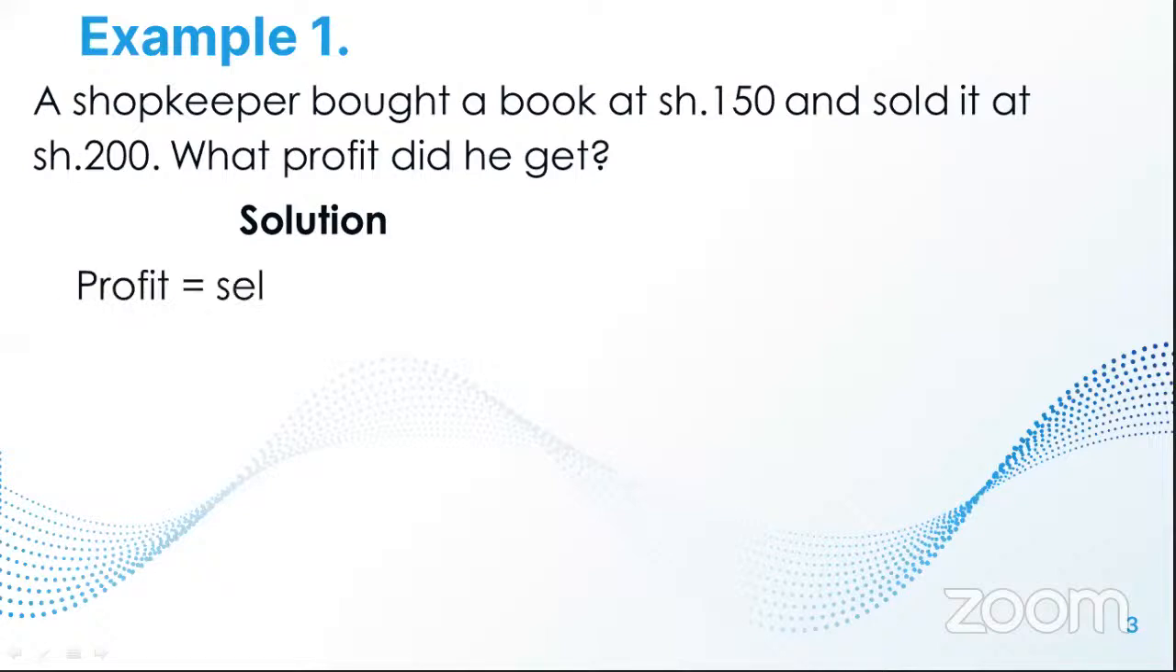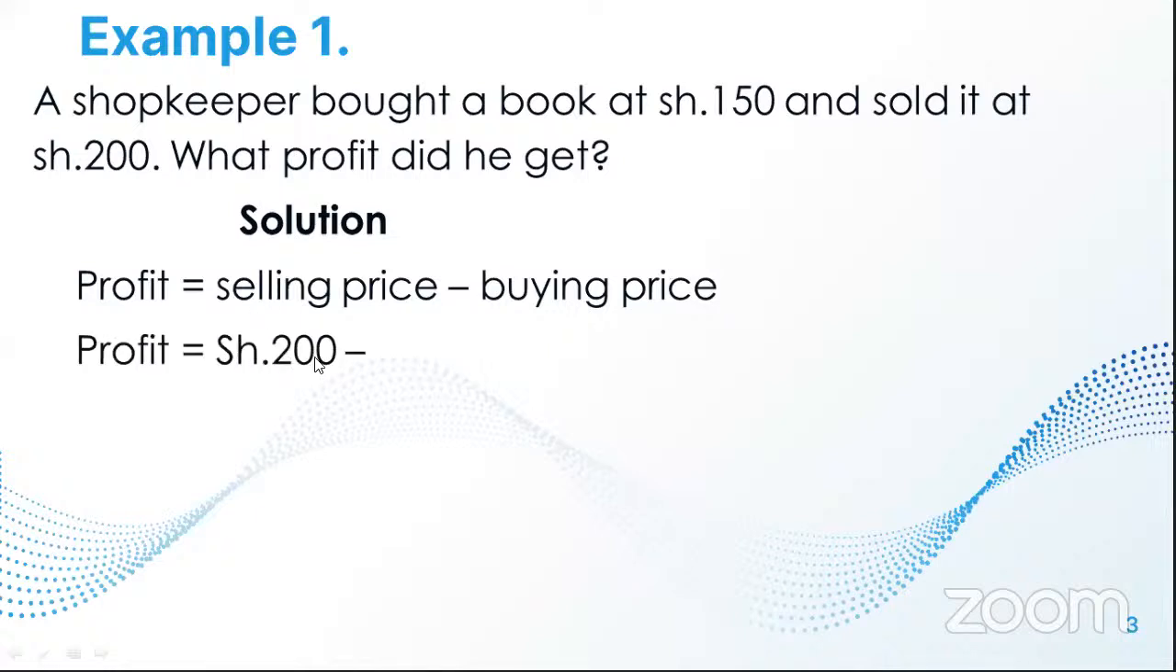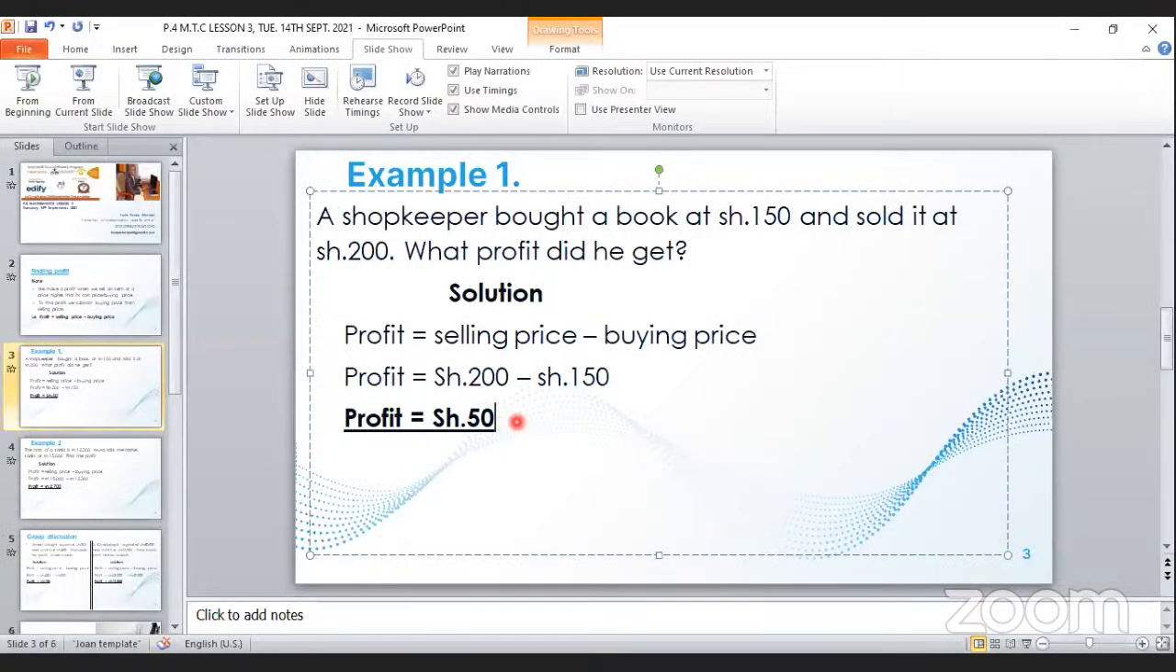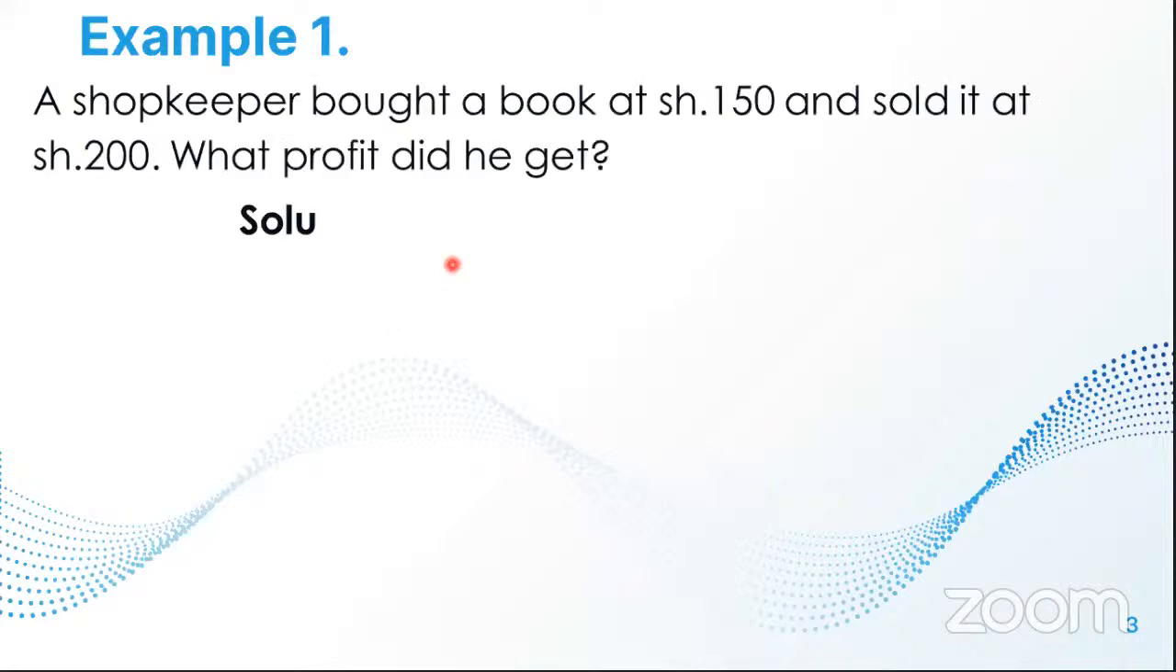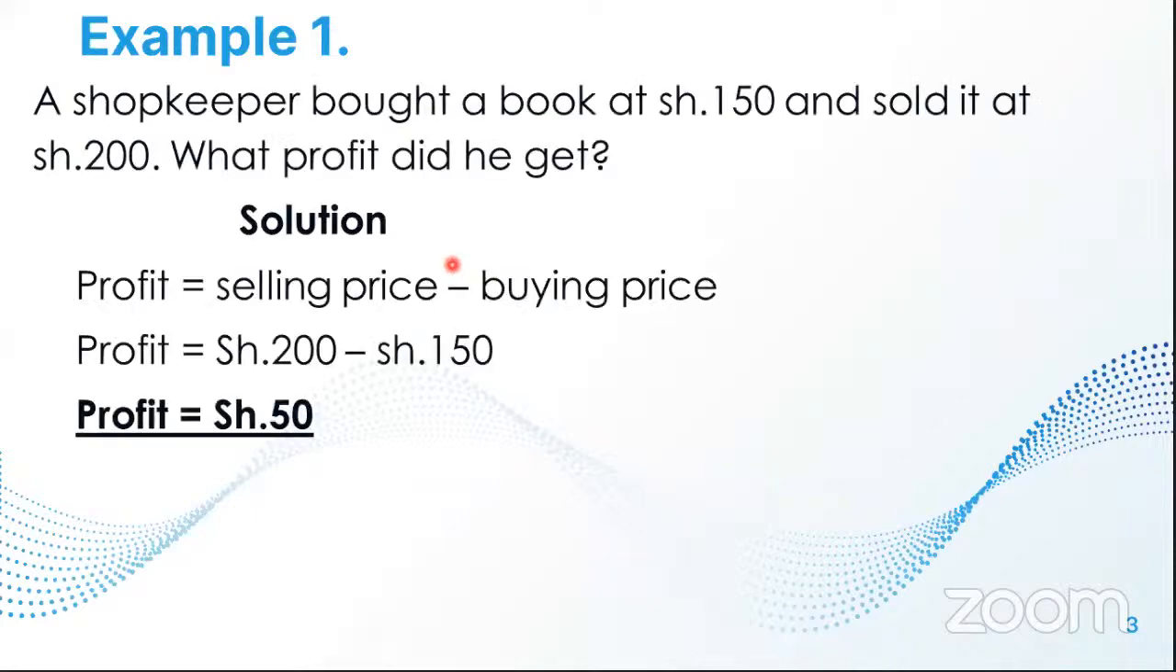I said profit equals selling price minus buying price. Buying price can be called cost price. So now I replaced my selling price, which is 200 shilling, and my buying price, which is 150 shilling, as you are seeing it there. Now I continue. Profit, when we subtracted, we got 50 shillings. Very good. So this is how we calculate profit.